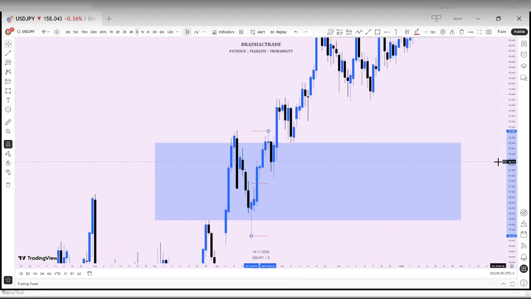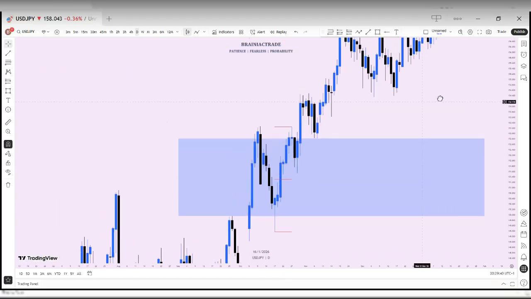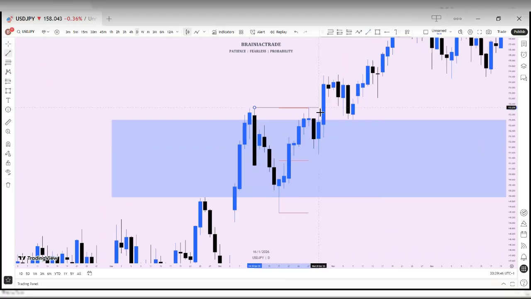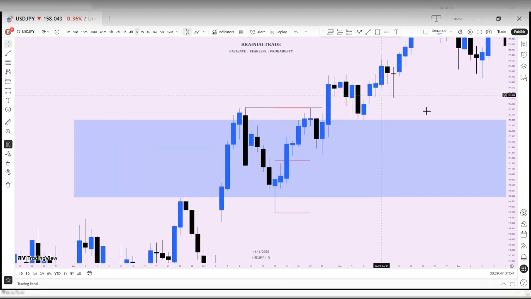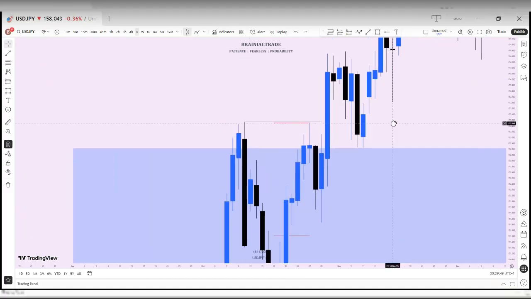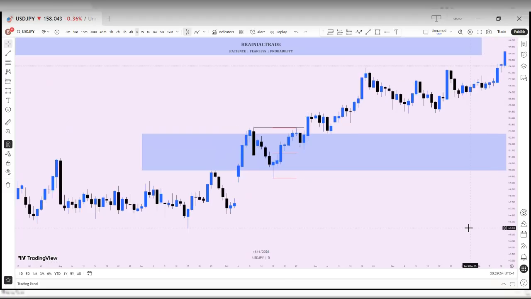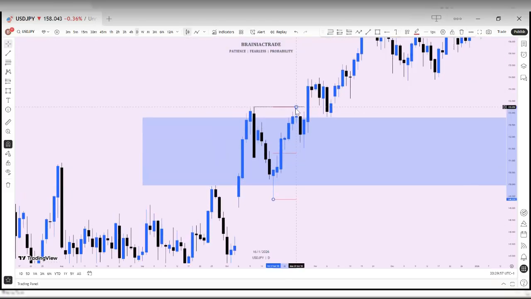For us to measure our premium and discount, price has to take out a buy side liquidity. This one is internal. You see that it did not sweep it. So we are not going to measure it like this. No, we wait for it. We have to wait for the market to sweep it first before we measure.